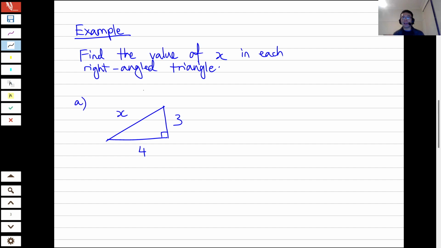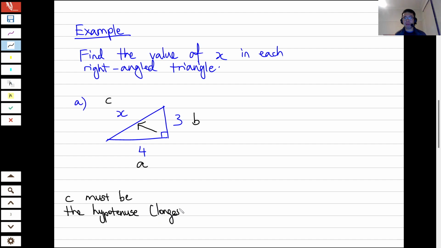If you are doing a calculation like this for the very first time, what I recommend is you label the sides A, B, and C. And remember, C must be the hypotenuse, or the longest side, facing outwards from the right angle, which I've labeled with an arrow here.